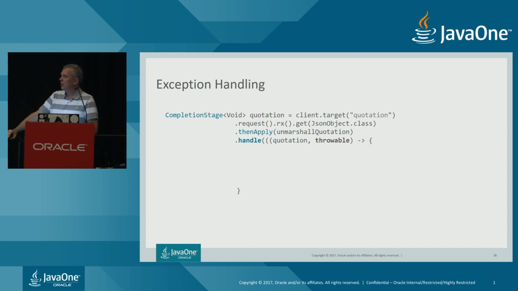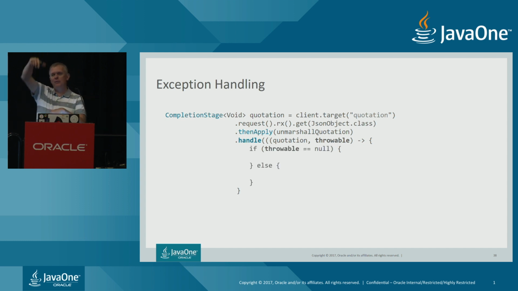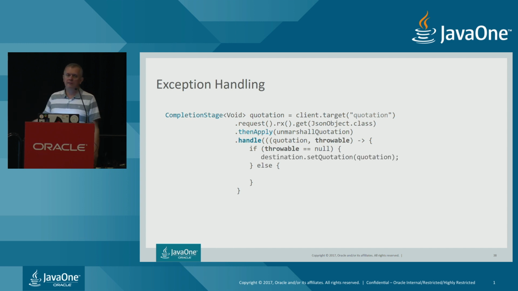I could also decide to use the handle method. The pattern is not that nice because I've got this if then else in it, and since I am in a world of lambdas and functional programming, the if then else doesn't really fit very well in this world, I think. But hey, you can still use it if you like it. So if throwable is null, it means that I do not have any exception, so I can just set the quotation like that. If it is not null, I will need to make a decision on what to do with this destination object.